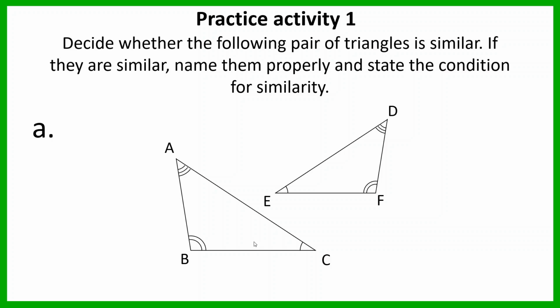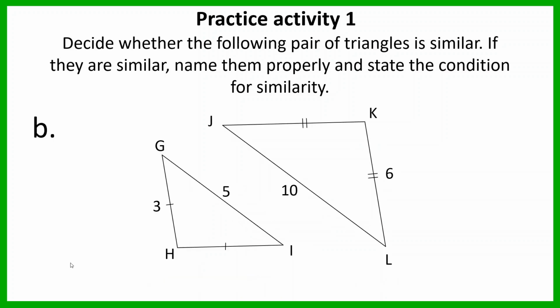Okay, so you should have found that these two triangles are similar. If you name this triangle ABC, then A is the same as D, B is the same as F, and C is the same as E. So you should have had ABC is similar to DFE, and our reason is angle, angle, angle. Right, here's the next one. Let's give you 30 seconds for this one as well.